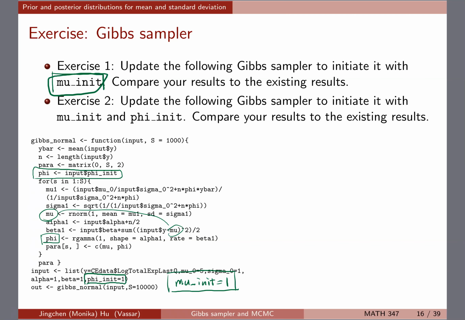Okay. So let me pause here for a few more minutes so you can try to update the code in the way that you are able to understand the Gibbs sampler, and then we're going to look at it together really quick. Okay.